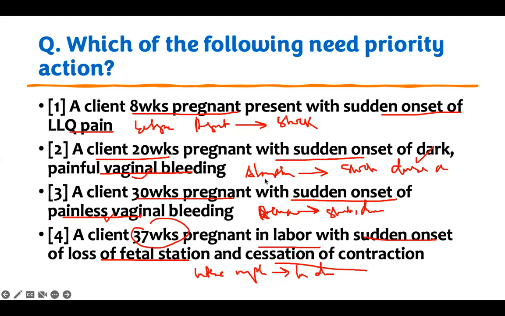In D, number 4, 37-year-old pregnant lady, loss of fetal station, that is a clue. Loss of fetal station, the fetus has moved from one station to another. You can't find the station. And then there is no contraction. The uterus is ruptured. There is massive hemorrhage. The baby can be saved. The mother can be saved. But who do you choose first?